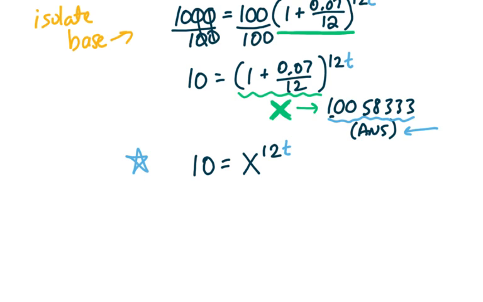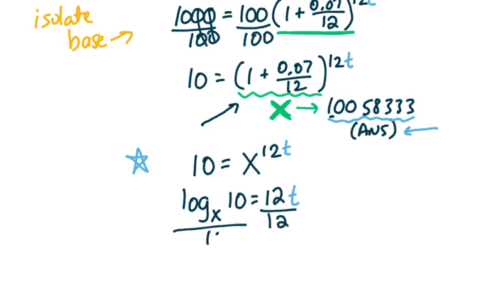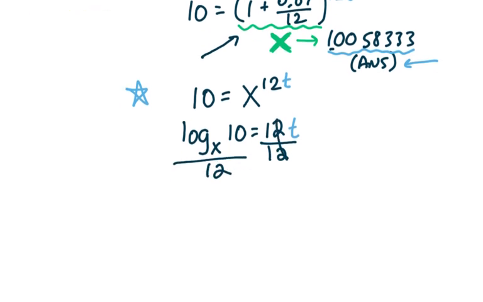Ready? Here comes log form. This is log base, well, the base is the X, and it's so much easier to write it if it's just an X and not the 1.00583333, or even the big green underline up here. So an X is just simpler to use if you like that method. This is log base X of 10 equals 12t. And now the t, the variable, the time, is free. So now I'm going to divide both sides by 12 to get the t by itself. And now t is log base X of 10 divided by 12.